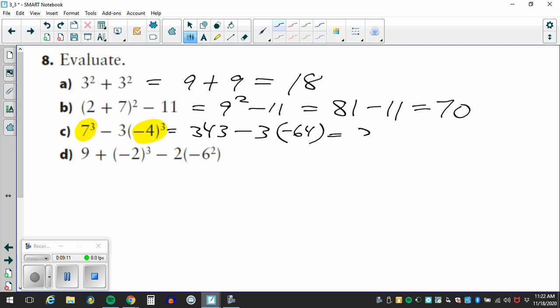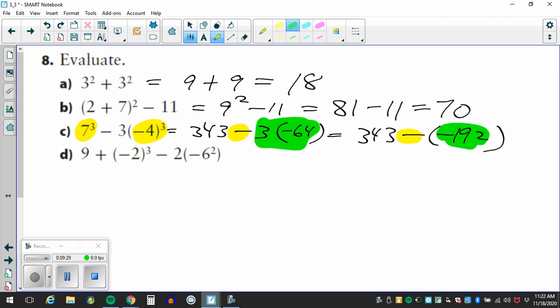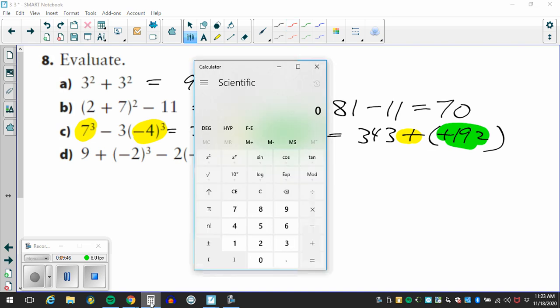Do my multiplication next, which will be 343 take away 192, take away negative 192. Right? Make sure that this is a subtraction symbol. It's still a subtraction symbol. And the product of these two is a negative. So because that works the way it does, the subtraction symbol stays subtraction. The product of 3 and negative 64 is negative. I need brackets. But of course, at this stage, most people do not enjoy subtracting negatives, but rather adding the opposite. And in which case, I'd have 343 plus 192, which my brain cannot comprehend right now, plus 192 equals 535.